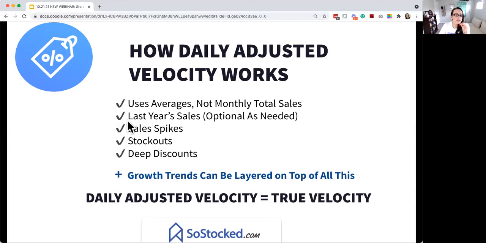And you can do this also looking at last year's sales. So you can say, okay, what did I sell during Christmas time? But you want to make sure that you remove the sales spikes and the stock outs, and then you can calculate your daily adjusted velocity for that period of time. Of course, growth trends can also be layered on top of this. The daily adjusted velocity, just think of it as true velocity, right? It's your true sales velocity.